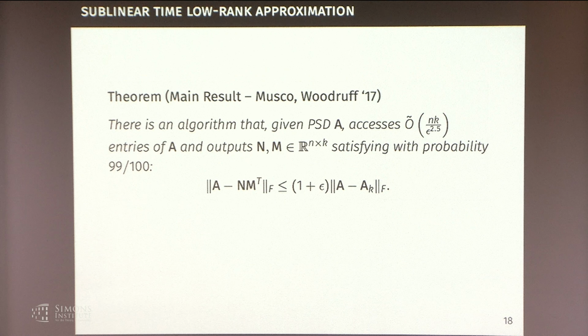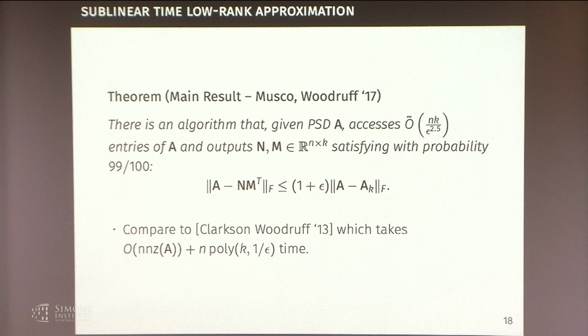So the upshot of the whole algorithm is that we get an algorithm that, given a PSD matrix A, accesses nk over epsilon to the 2.5 entries of the matrix. The runtime is something similar, roughly nk squared over poly epsilon. And it outputs a low rank factorization n times m transpose that gets within a 1 plus epsilon of the best. And this is without any assumptions on the matrix A, just using the fact that it's PSD.